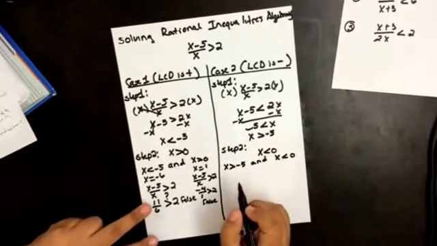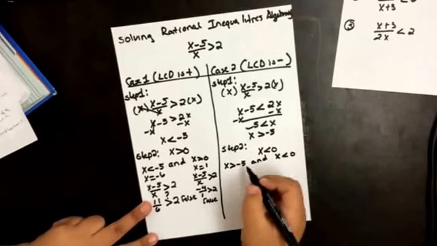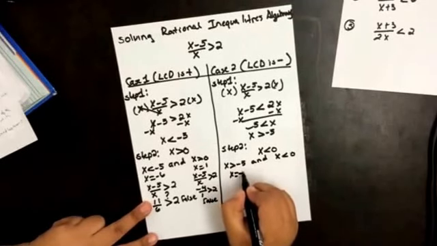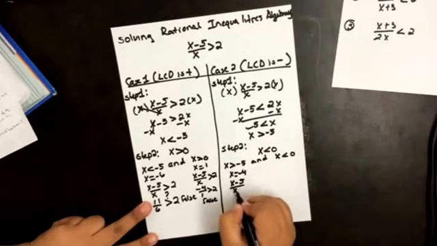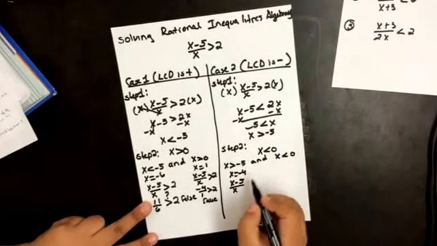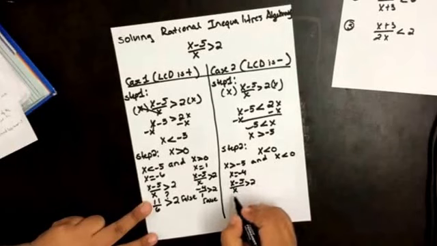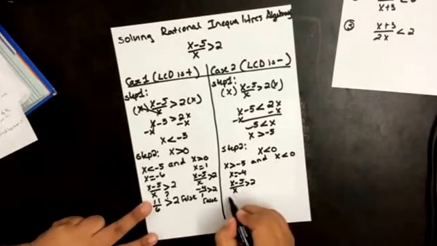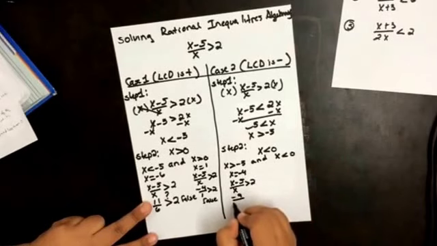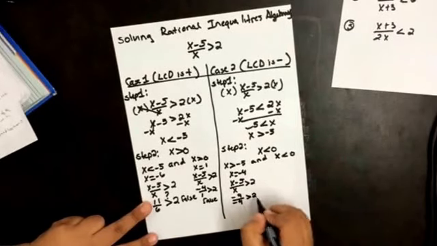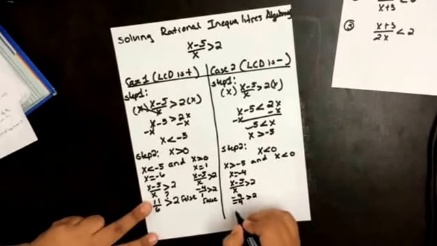Let's test the value. What if we have x equals negative 4? We go back to our original inequality. So then we have negative 4 minus 5, which will give us negative 9 over negative 4. Is greater than 2. That's true.